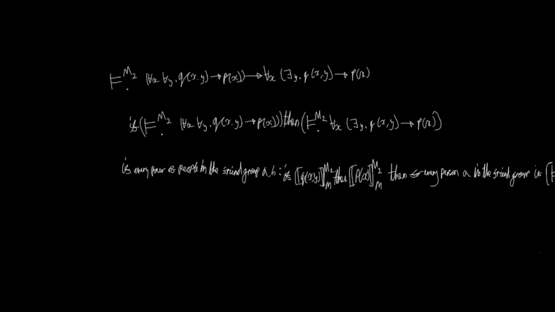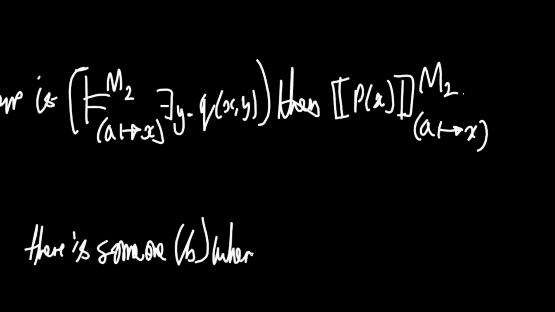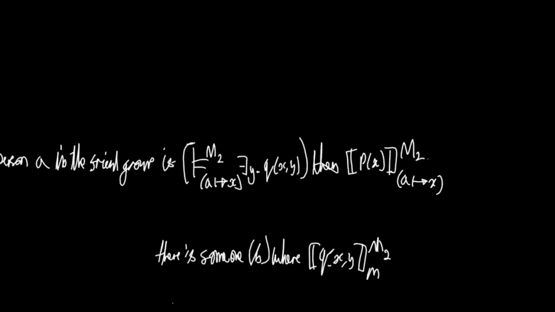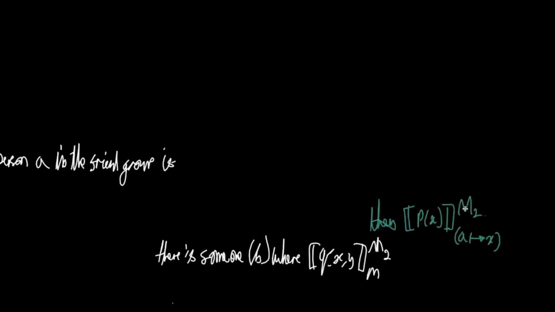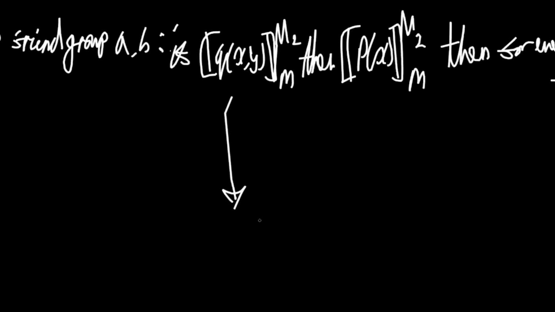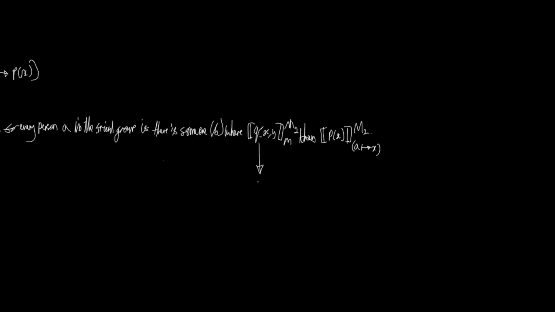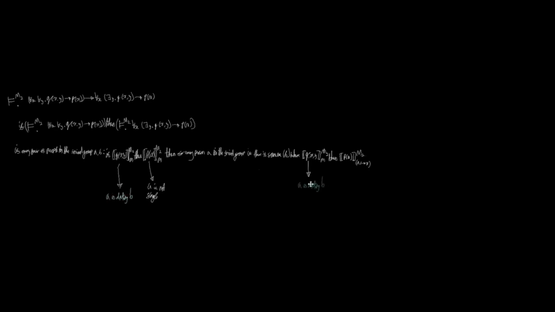And again, like we did before, we can say if there is someone B where the meaning of q of xy parameterized by m2 and little m in this case, we can then replace this with A is dating B, this with A is not single, and this with the same thing. Not the I, cross the T.